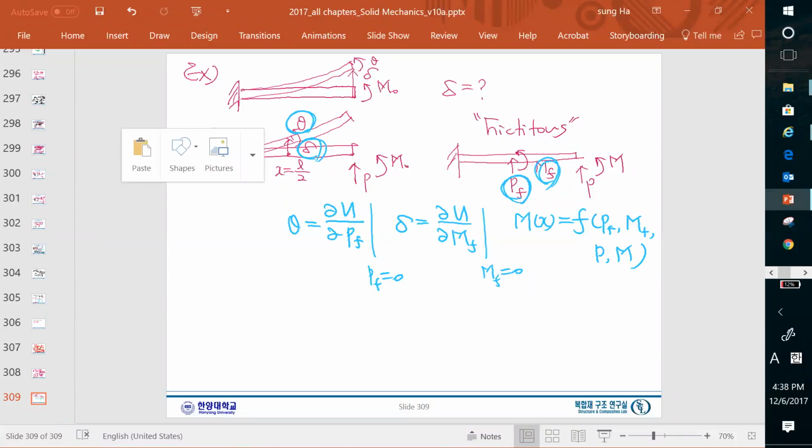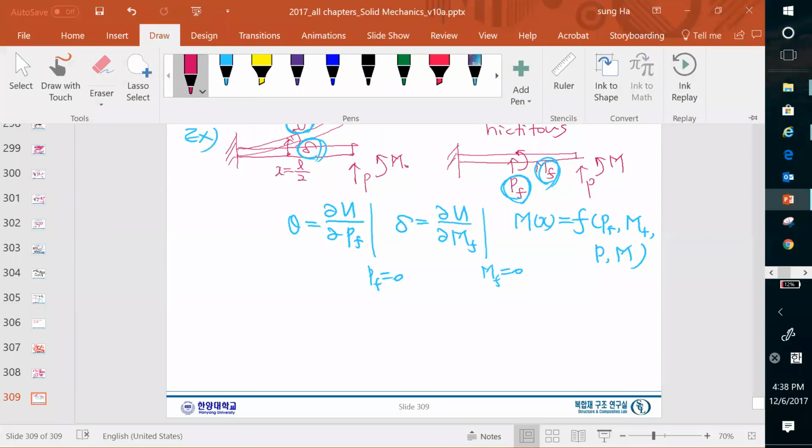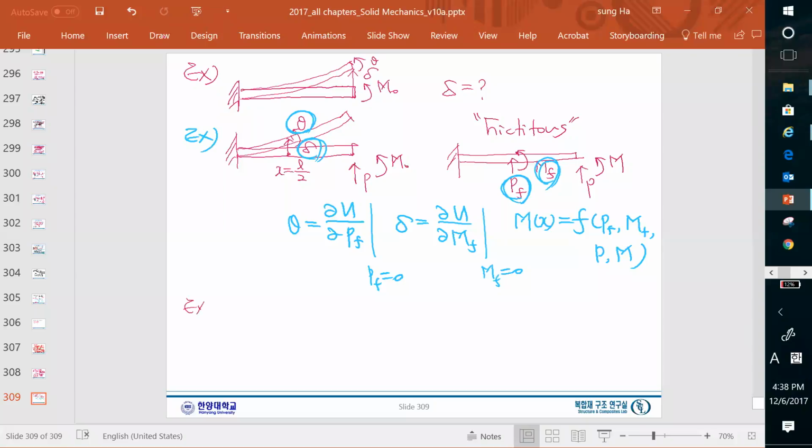Okay, another example will be, say, you have two different beams connected with different cross-section properties. So this you can say EI1 and this is EI2. And then as before, you apply the force P or moment M. And now you want to calculate the deflection or rotation here, any place you want to have.